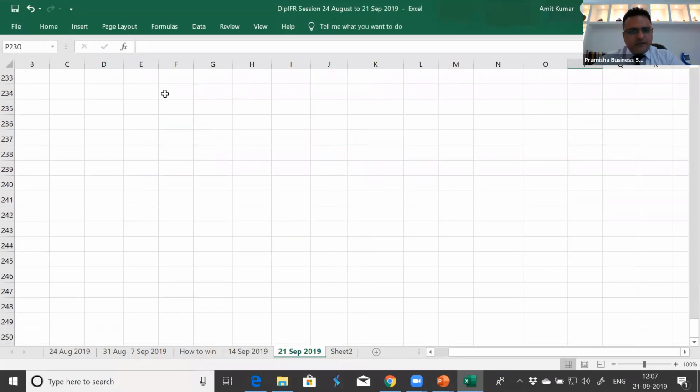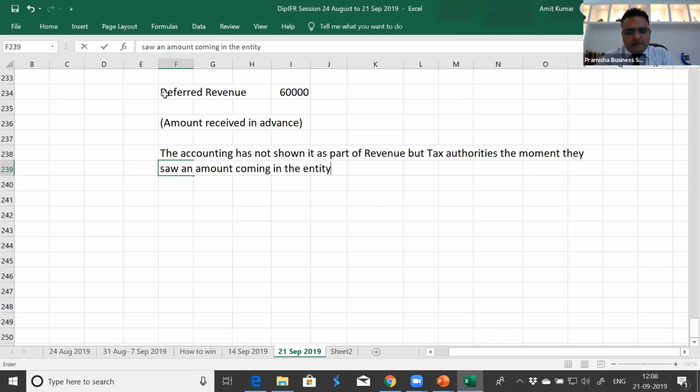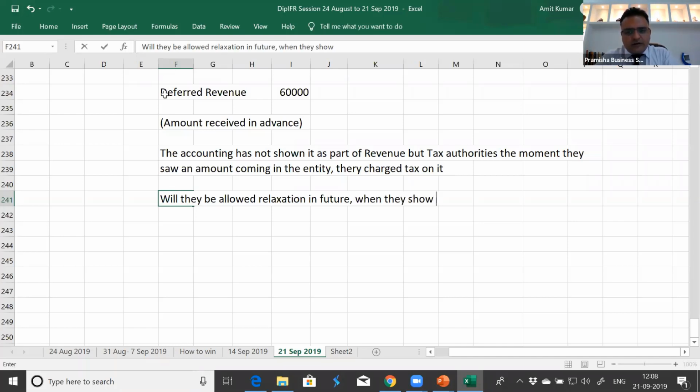One catch now. How to deal with deferred revenue? Deferred revenue of 60,000 in your books means you have received an amount in advance. The accounting has not shown it as part of revenue. But the tax authorities, the moment they saw an amount coming into the entity, they charged tax on it. Will they be allowed relaxation in future when they show it as part of revenue, when they actually earn it?